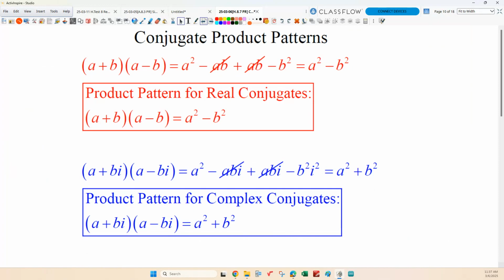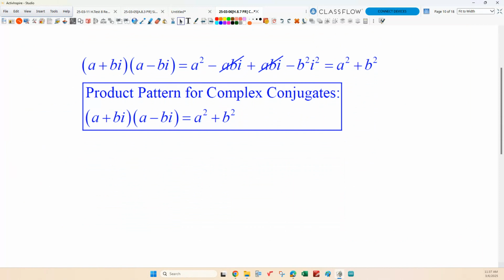Well, what if I multiply complex conjugates together? What are complex conjugates? They're just two complex numbers where the sign of the second term is positive in one case and negative in the other. If I FOIL those out, look what I get: a squared minus a times b times i plus a times b times i. So those terms cancel, like always. What about that last term? I get minus b squared times i squared, which becomes a plus b squared, right?